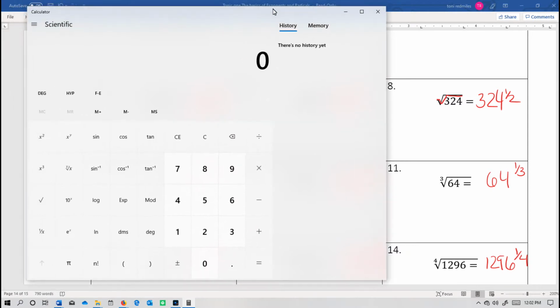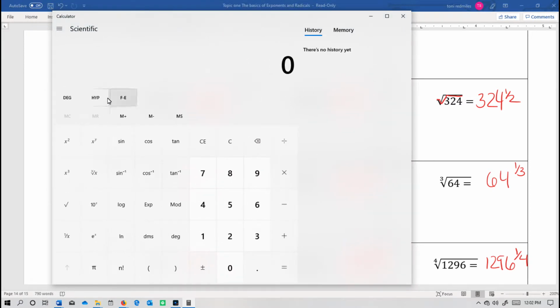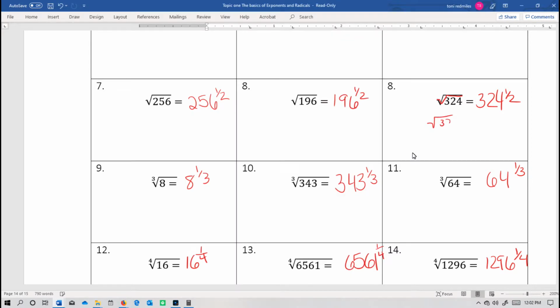So let's look at 8 on a calculator and compare. I could take the square root of 324, which on this one I have to enter 324 and then square root it. And look, the answer is 18. So if I were to find the answer of this, it would be 18, right?